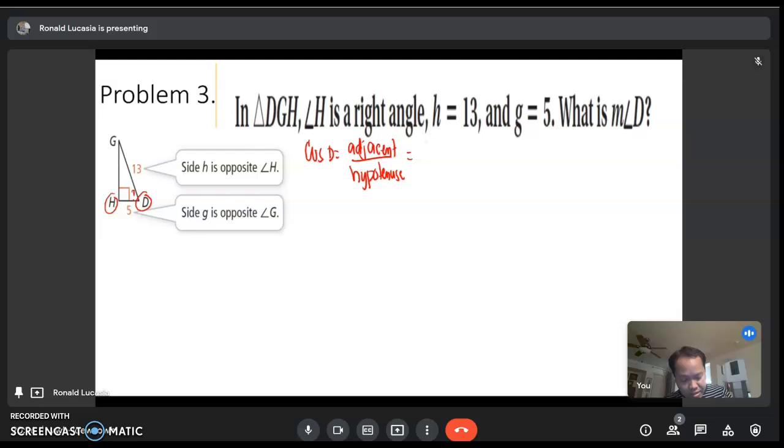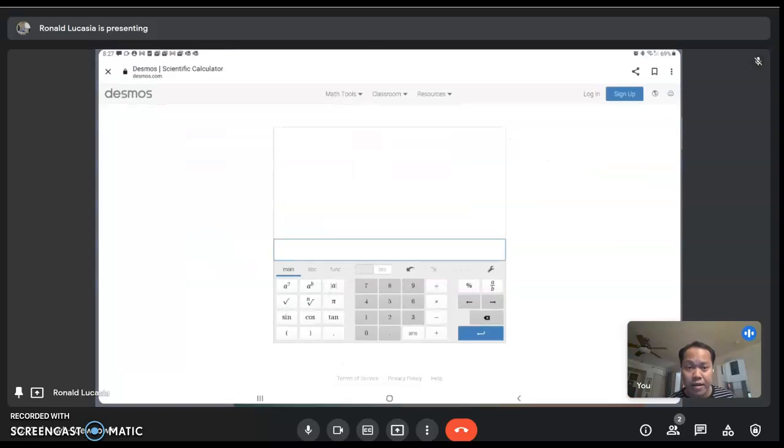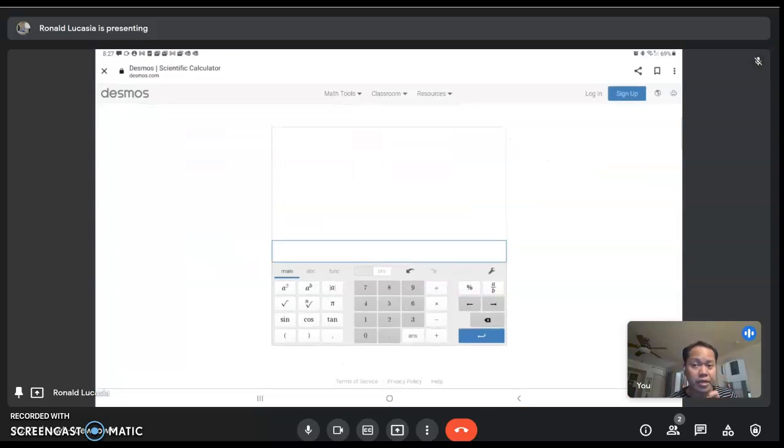Our adjacent there is 5 and our hypotenuse is 13. So we have cosine D here, I'm sorry for my solution. So the measure of angle D is equal to cosine inverse of 5 over 13. We can find this angle using the Desmos scientific calculator, but you'll have to make sure that your calculator is expressed in degree and not in radian.